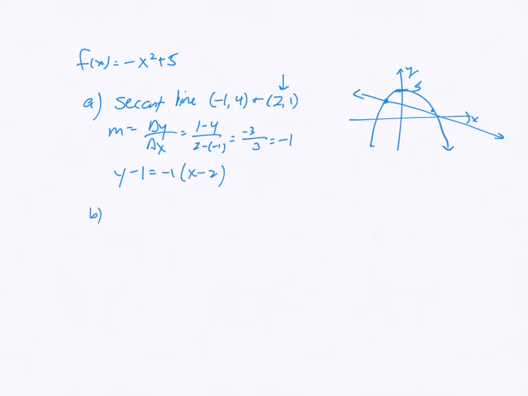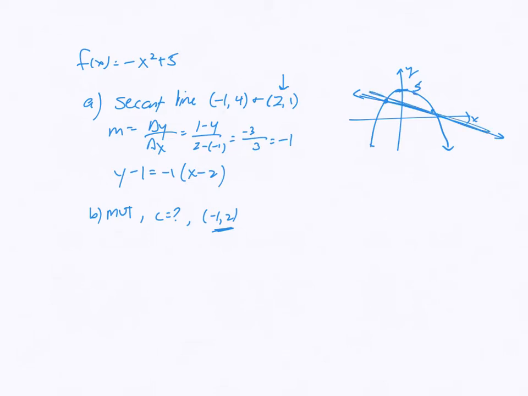All right, part B asks us to use the mean value theorem to determine a point c in the interval (-1, 2) such that the tangent line at c is parallel to the secant line. So that's the mean value theorem. It says that if our function is continuous and differentiable, which the function definitely is on this interval because it's continuous and differentiable everywhere, there must be a place where we've got a tangent line parallel to our secant line. So here's our secant.